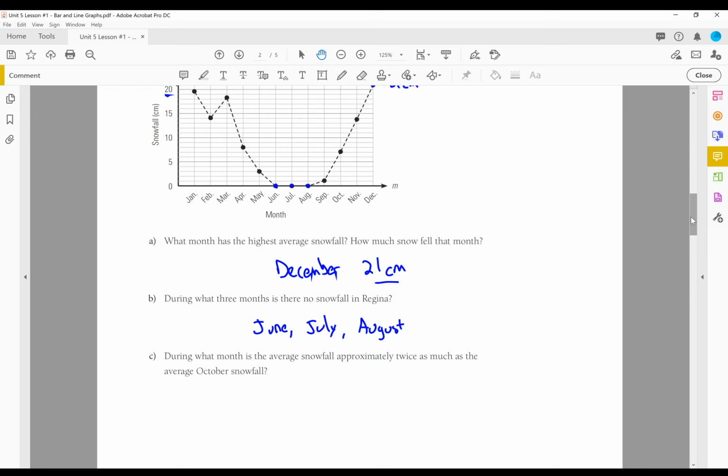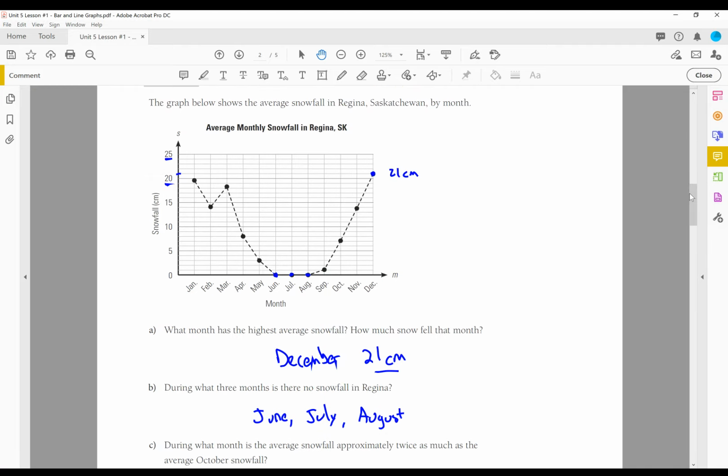And finally, C says, during what month is the average snowfall approximately twice as much as the average October snowfall? Okay, well, let's see here. October, we have our point here. So if I go to my s-axis, it's right here. It's 5, 6, 7 centimeters. So approximately double 7 would be 14. So if I look here, it looks like February has approximately 14 centimeters of snow.